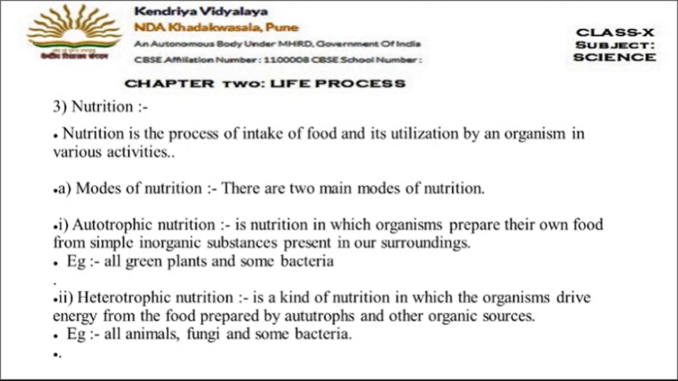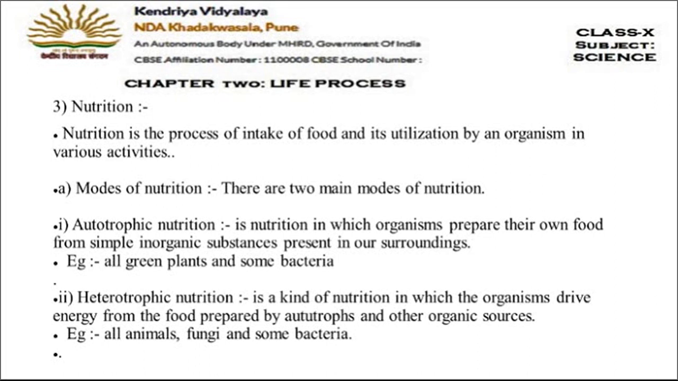And the organisms which prepare their own food using simple inorganic substances present in our surroundings are called autotrophs, and the kind of nutrition is called autotrophic nutrition. Here, if we have to give examples, we can give all the green plants and some of the bacteria. They are autotrophic in nature. Okay. Then the second mode of nutrition is heterotrophic nutrition.